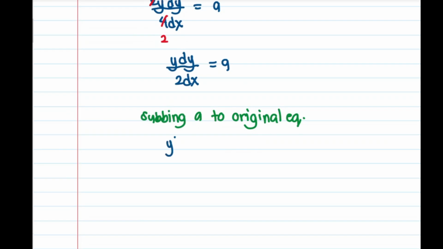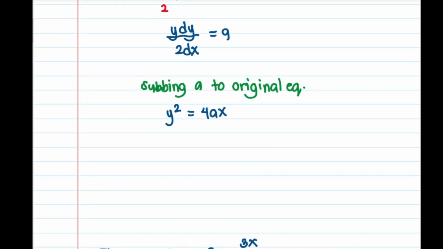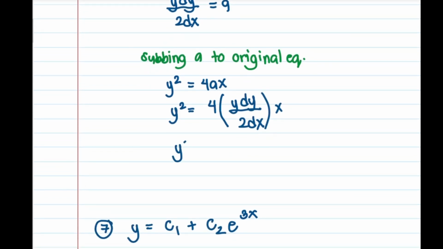That is y squared is equivalent to 4ax. So y squared is equivalent to 4 multiplied to y dy over 2dx, then this one will be x. So distributing, that one will be y squared is equivalent to 4xy, sorry, 4xy dy over 2dx.